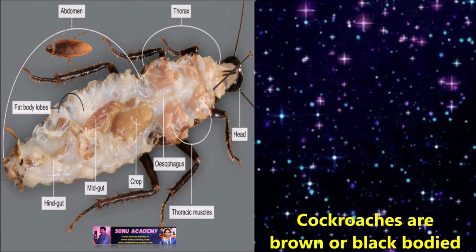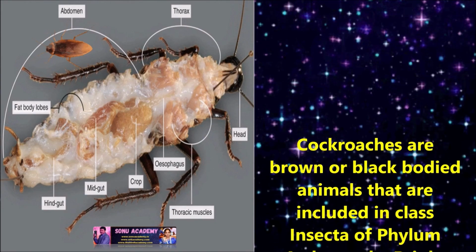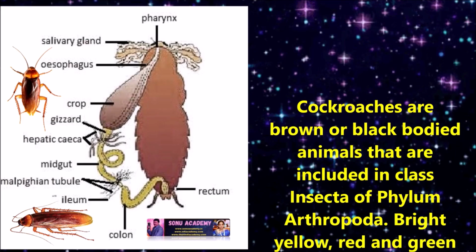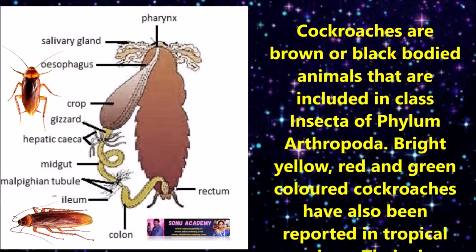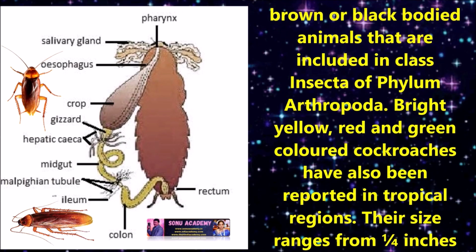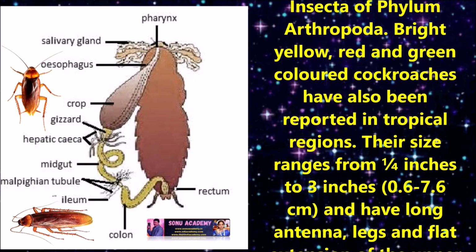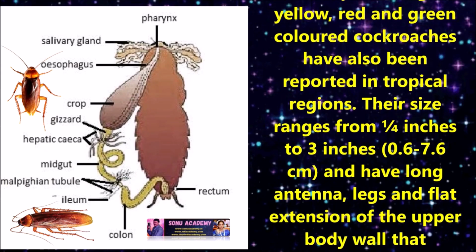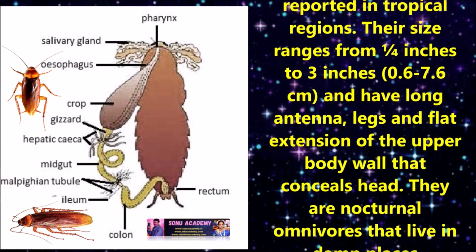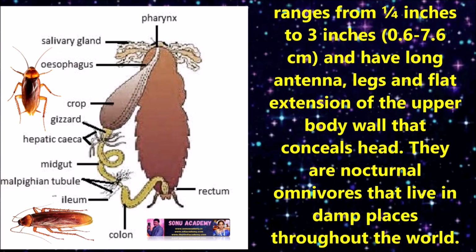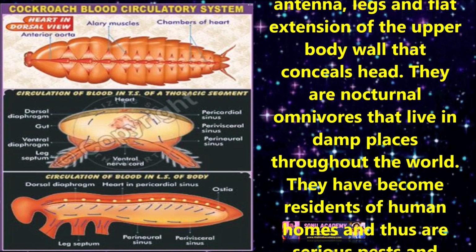Now let us discuss the morphology and anatomy of the cockroach. Cockroaches are brown or black bodied animals that are included in class Insecta of phylum Arthropoda. Bright yellow, red and green colored cockroaches have also been reported in tropical regions. The size ranges from 1/4 inch to 3 inches, and they have long antennae, legs and a flat extension of the upper body wall that conceals the head.